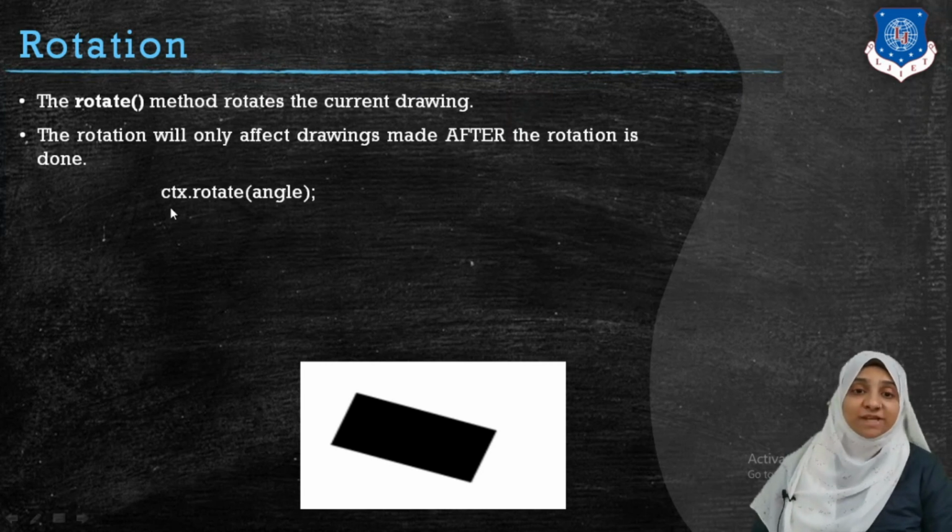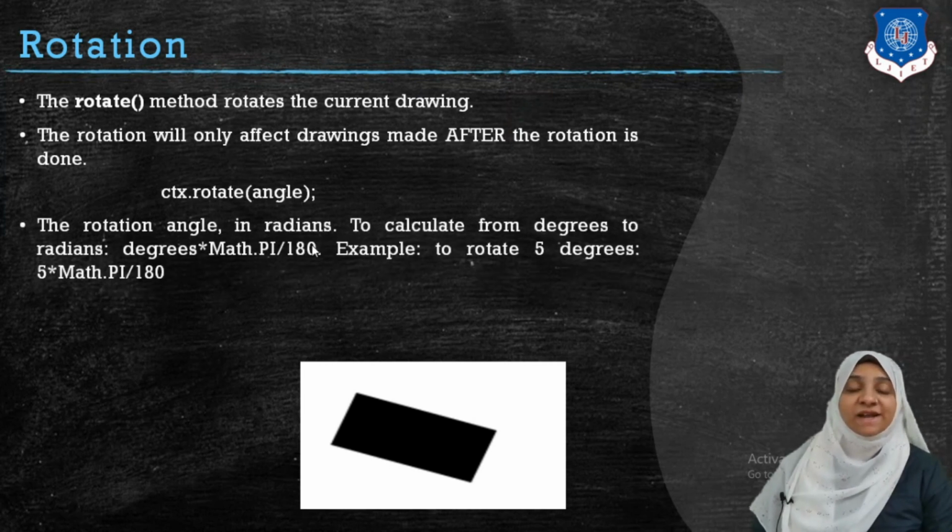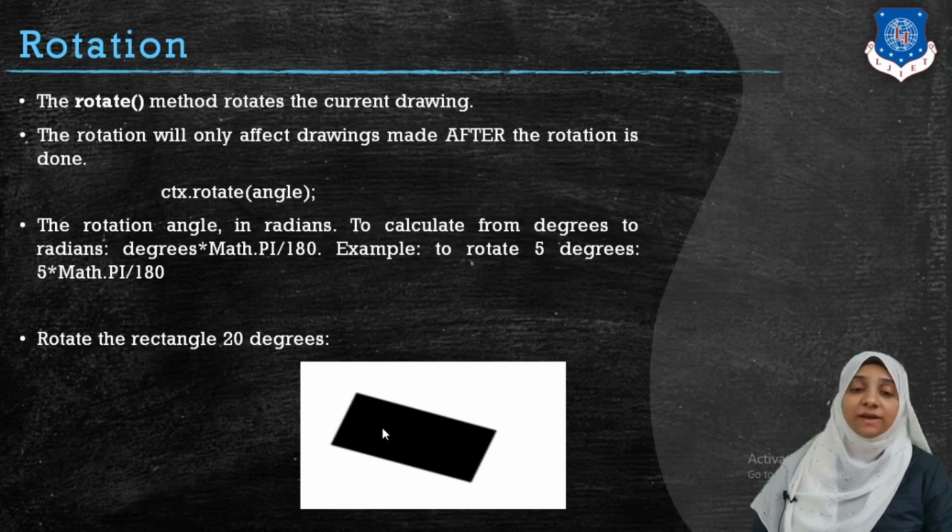So the syntax for rotation is ctx.rotate, and in brackets, the angle. Notice that this angle, just like in your arc method, must be specified in radians. It should not be specified in degrees. The way to convert degrees into radians is degree times Math.PI divided by 180. For example, if you would like to rotate a rectangle by 5 degrees, you would write 5 times Math.PI divided by 180.